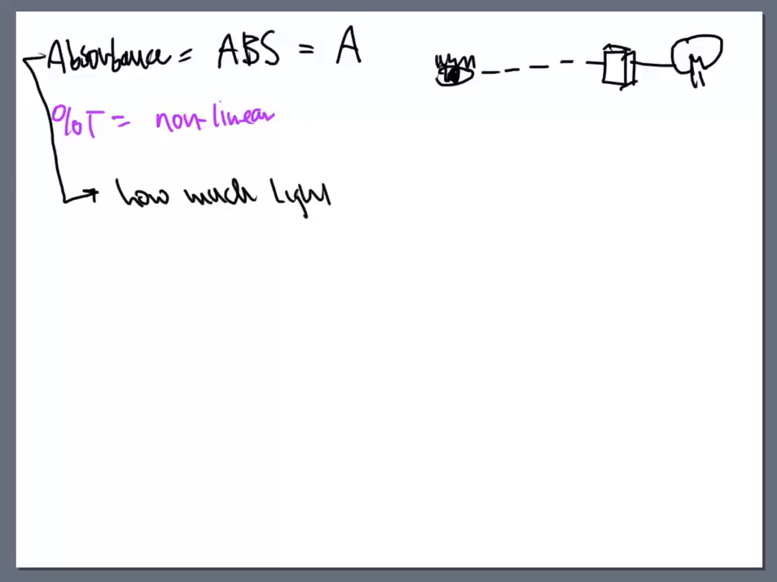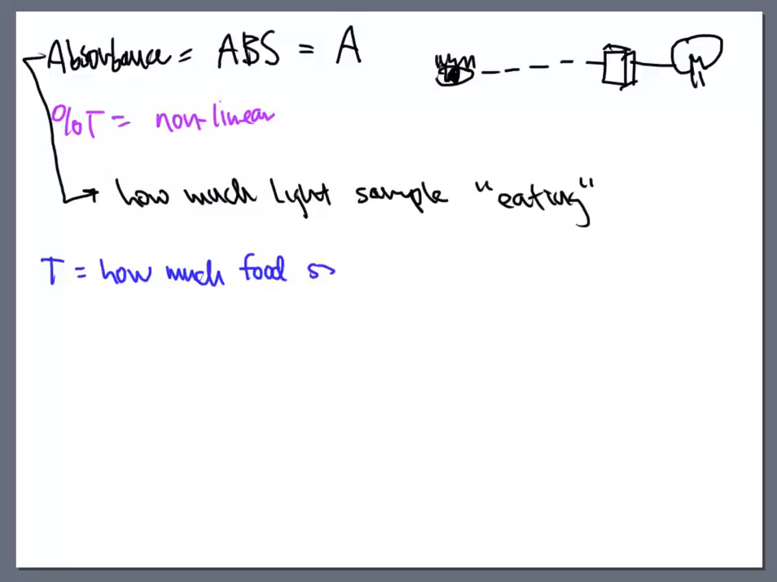light is the sample absorbing or eating. So here's the comparison for you. If absorbance is how much light the sample is eating, then transmittance is how much food the sample is leaving behind. Two different perspectives here, right?